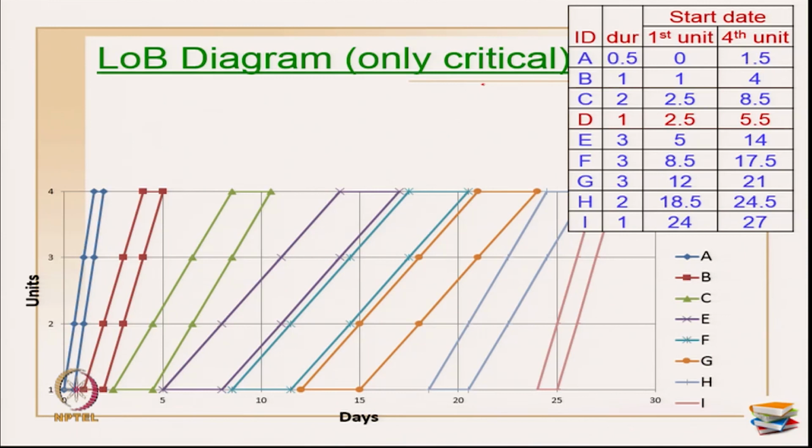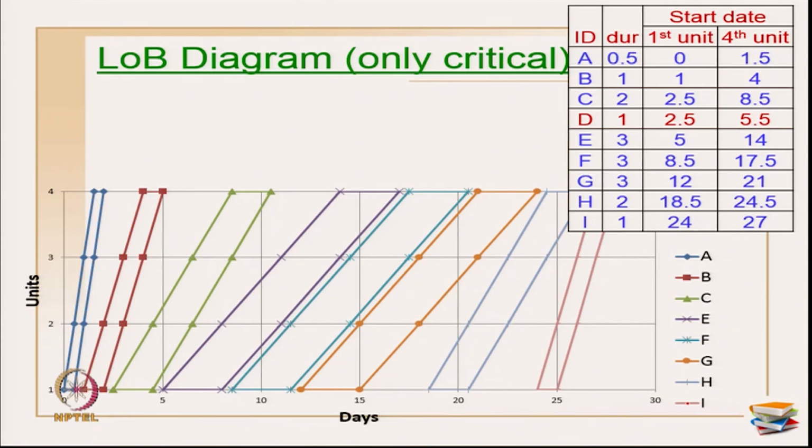Only for critical activities I am plotting right now. So D is the non-critical activity which we have identified earlier. Okay. And which is also very clear with the duration also. So D is the non-critical. So I am not showing it right now, there is a purpose behind, I will show it later. So same way, on the y axis I am having the number of units. So 1, 2, 3, 4 units, 4 classrooms. X axis I am keeping days and the duration is 27. So I am having a unit till 30.